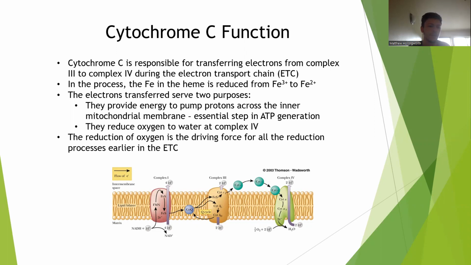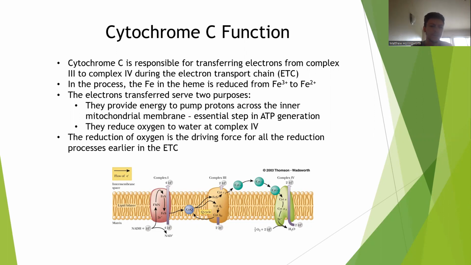The electrons transferred throughout the electron transport chain, and specifically in this process, serve two main purposes. The transfer of the electrons provides energy to pump protons across the inner mitochondrial membrane. This helps to create a proton gradient across the membrane, which is essential in ATP generation.